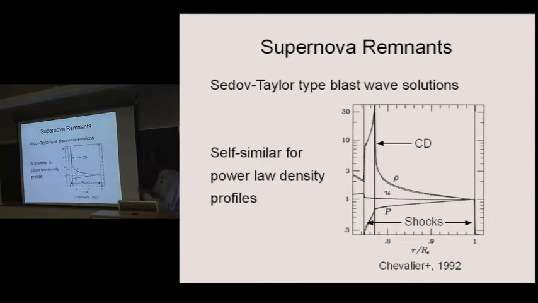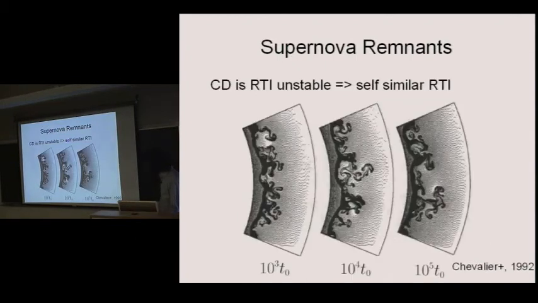In this problem, you have an acceleration that's outwards. So on the inner side of the contact discontinuity, you're at high density, and on the outer side, you're at low density. Since the acceleration is to the right, that's unstable. And you can do simulations to see what the Rayleigh-Taylor instability looks like. Just as the whole problem is self-similar, the Rayleigh-Taylor instability is also self-similar.